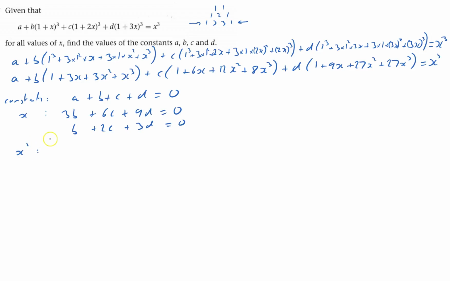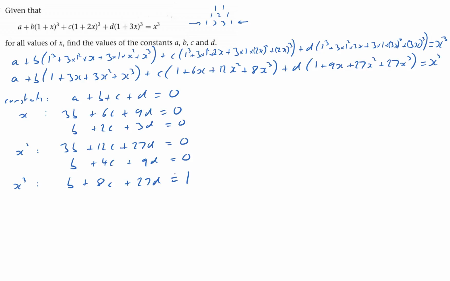Then the x squared coefficient, 3b plus 12c plus 27d equals 0. Divide 3 by 3, b plus 4c plus 9d equals 0. And finally the x cubed coefficient, and this will actually equal 1 because it's x cubed there. We got b plus 8c plus 27d, and that's what we've got.